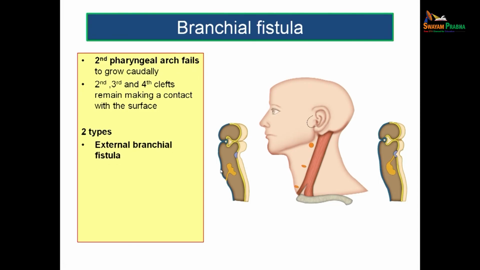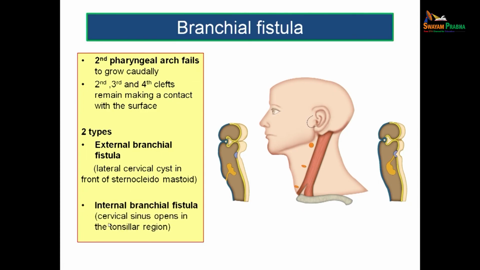So there are two types of fistulas. One is known as the external branchial fistula. What do you mean by external branchial fistula? This is actually seen as the lateral cervical cyst in front of the sternocleidomastoid. They will be communicating with the exterior. But what do you mean by the internal branchial fistula? This is a fistulous tract. This sinus will be opening in the tonsillar region. So this is the region of future palatine tonsil. So if it is opening towards the endodermal region, you call it as internal branchial fistula, and if the clefts are opening to the exterior aspect, you call it as external branchial fistula.